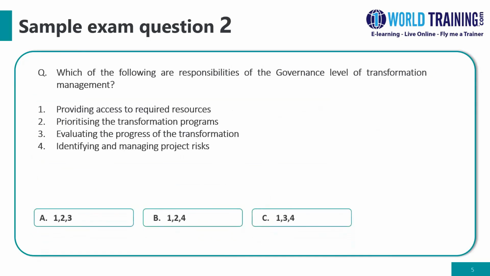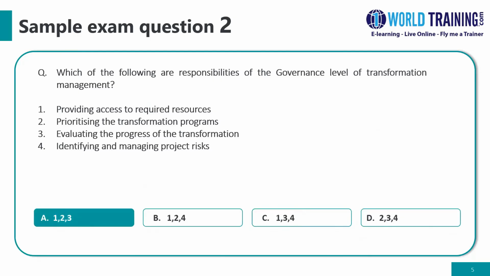Question number two, which of the following are responsibilities of the governance level of transformation management? The correct answer is 1, 2, and 3. Providing access to required resources, that's the responsibility. Prioritizing the transformation programs and evaluating the progress of the transformation. Identifying and managing project risks is not the responsibility of the governance level of transformation management.